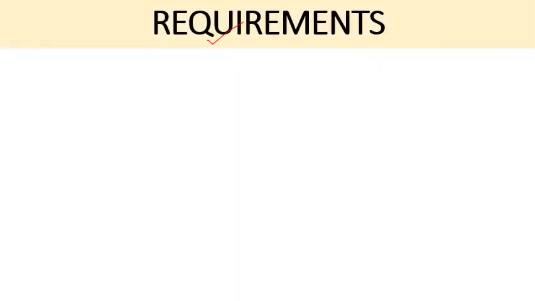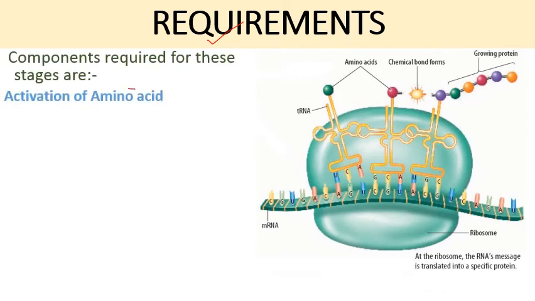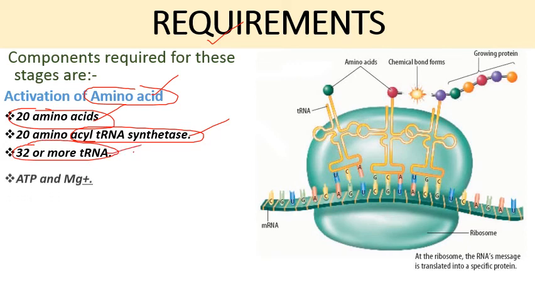Next, what are the various requirements for the translation process? Firstly, it requires activation of amino acids. For this, we have 20 amino acids, which are known as the magic 20 of life, and for that we require 20 aminoacyl tRNA synthetases. These are the enzymes which help in activation or charging of tRNA, and we require 32 or more tRNAs. In addition to this, we require ATP and magnesium ion. So these are the basic requirements for the synthesis of proteins.